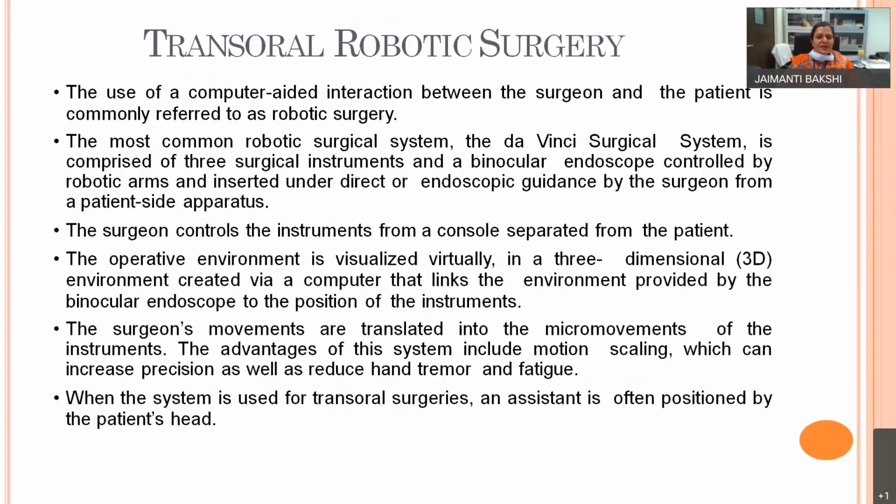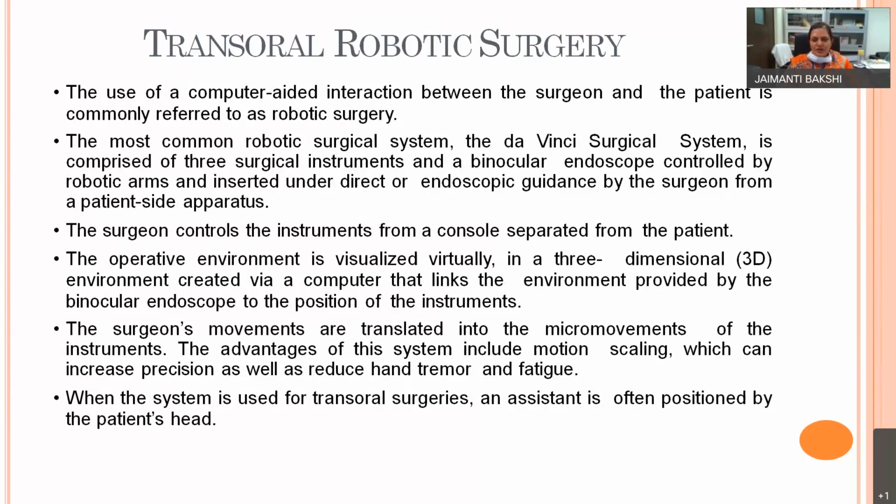The latest treatment modality for oropharyngeal cancers is transoral robotic surgery, which is being done all over the world now, and it requires high expertise. It requires the robotic system, which is not available in all centers, but it is an evolution in the surgery for oropharyngeal cancers.